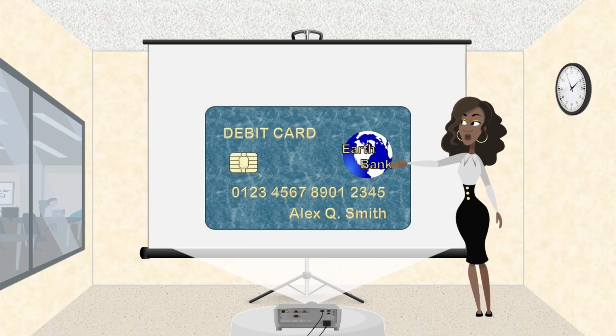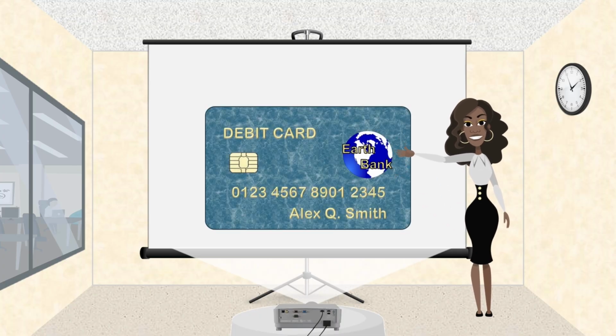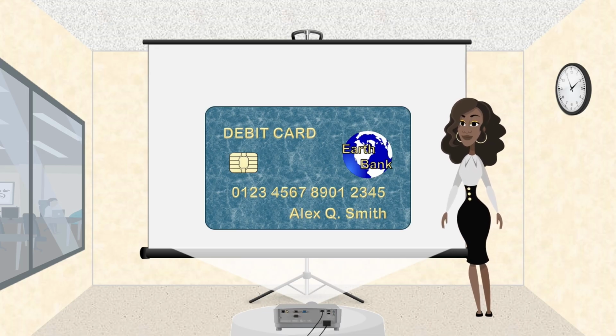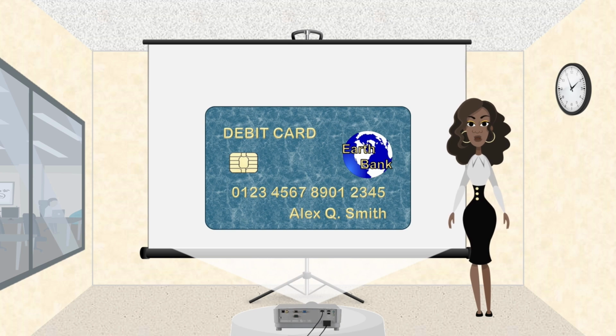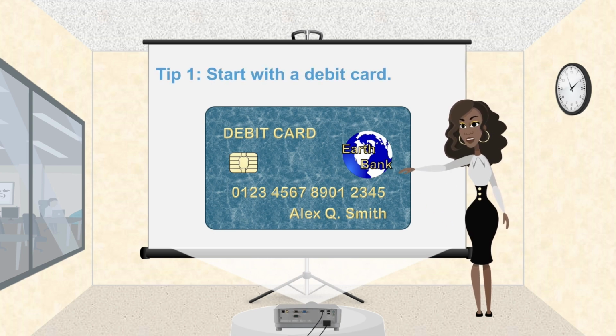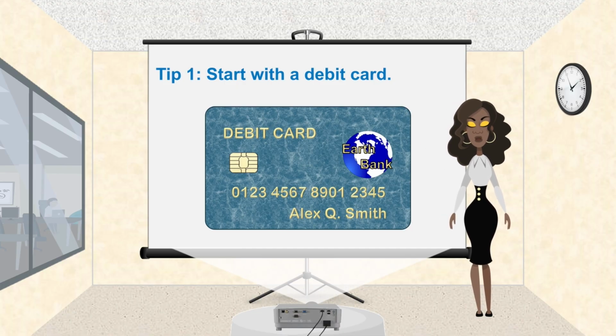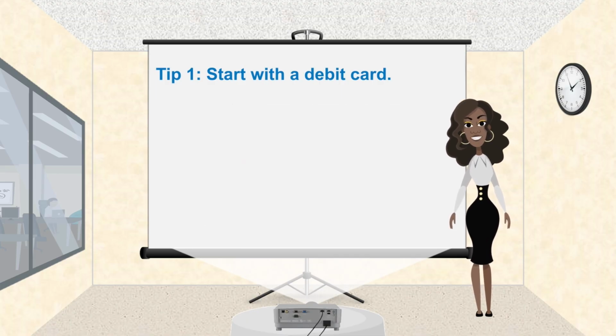A debit card works very much like writing personal checks. After you purchase something with a debit card, that amount will be deducted from your bank account within a day or two, which leads me to the first tip for managing a monthly budget. Tip number 1 is that if you have never used a credit card before, it might be a good idea to start with a debit card. Learn to make purchases you can afford at all times in order to avoid overspending.